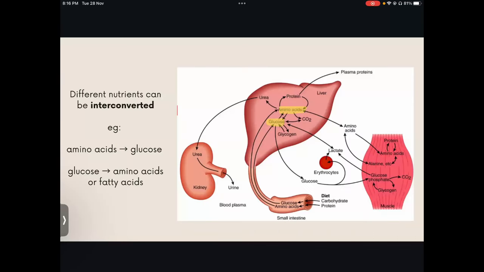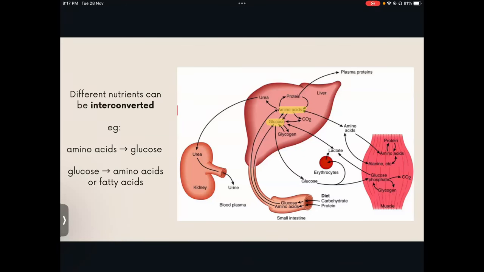All right. One more thing to note is that different nutrients like glucose, amino acids, and lipids can be interconverted with each other. So it's not just that glucose makes glycogen, the complex molecule of glucose, but you can also make glucose from amino acids, and you can make fatty acids from glucose. So there's a lot of overlap. You don't have to worry about this diagram too much. It was in your lecture, but just focus on what I highlighted, which is the main point that you can interconvert glucose, amino acids, fatty acids, and all of that.